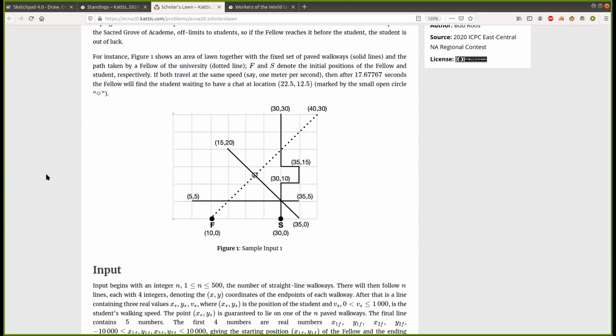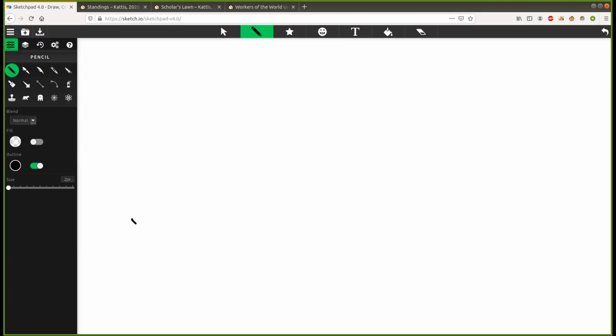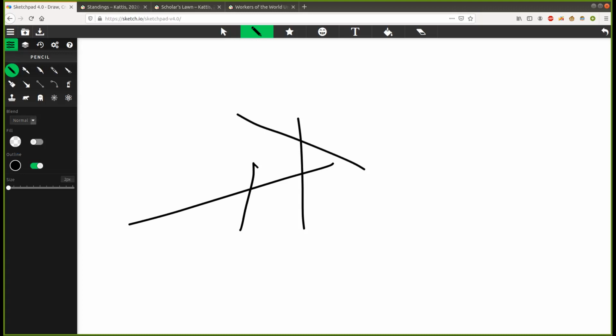Okay, so let's move on to problem I. Here we have this map of walkways. We have a bunch of line segments that are walkways. And there are 2 people. There's a person S and there's a person F. Person F just walks in a straight line segment until a certain point. And then person S, you know their initial position, and they are restricted to walking only on the walkways.